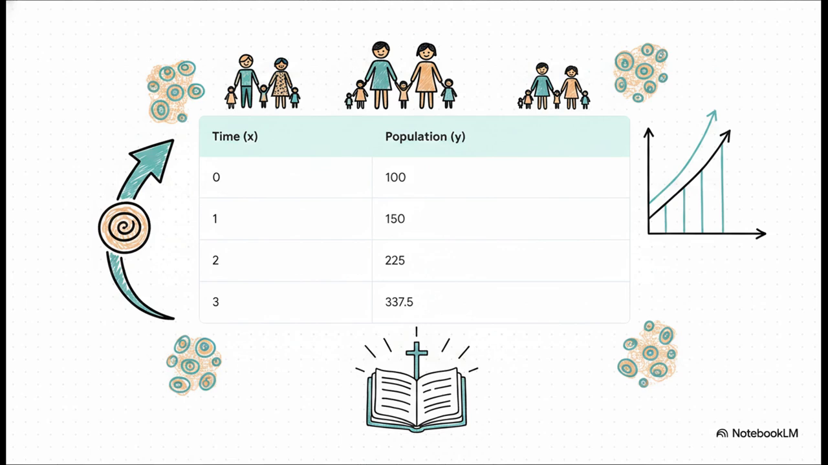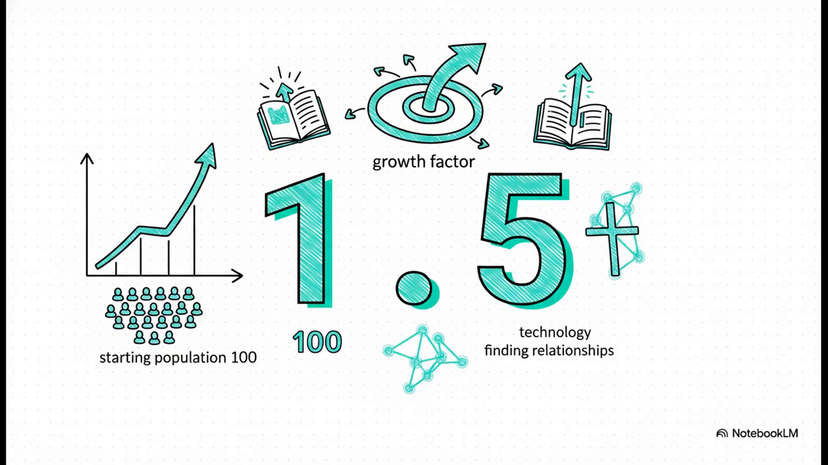You can clearly see we aren't just adding 50 every single time. Going from 150 to 225 is a jump of 75. The population is growing way faster than a straight line. It is multiplying. So, we feed those raw numbers into our regression tool, and it gives us this beautiful equation.